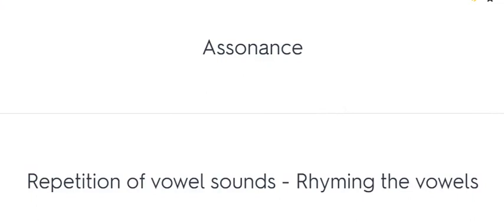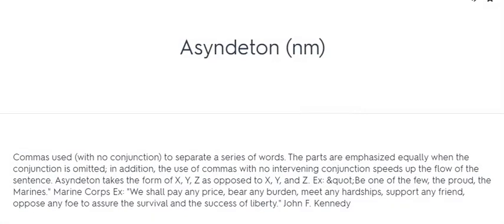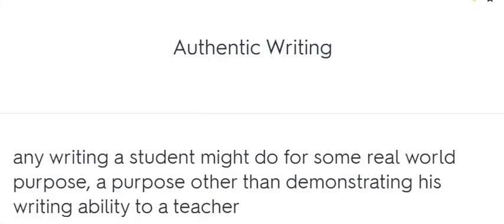Assonance. Repetition of vowel sounds, rhyming the vowels. Ascendion. Authentic writing. Any writing a student might do for some real-world purpose, a purpose other than demonstrating his writing ability to a teacher.